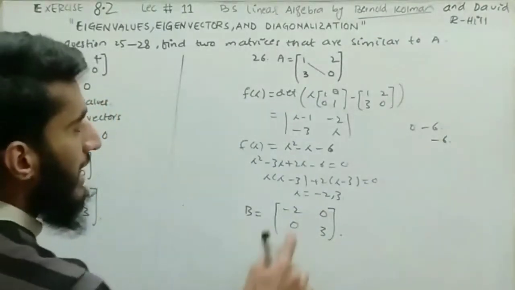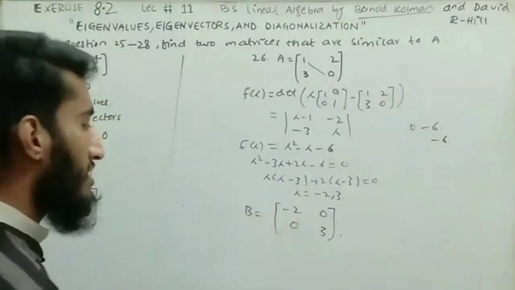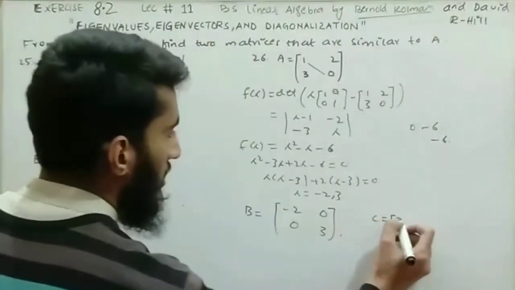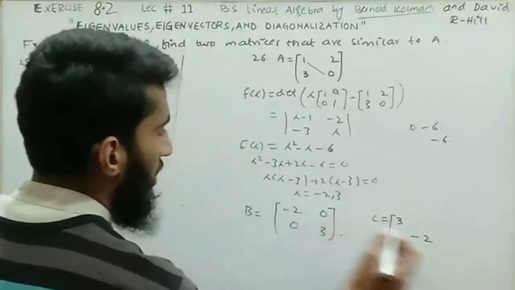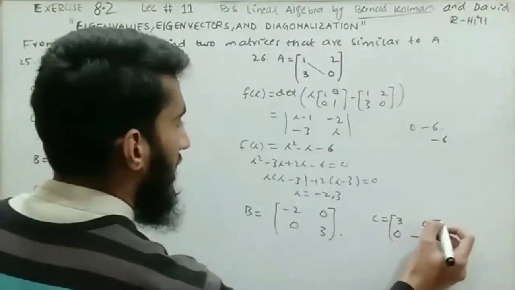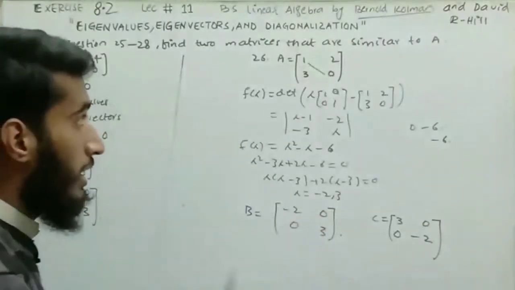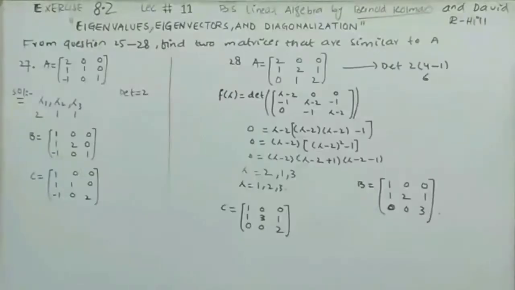Also on the main diagonal the eigenvalues lie. Let's suppose this is the first similar matrix, and I consider another matrix. Flip these two values, so 3 and minus 2, and the other values come down as they are. This is another similar matrix. So these are the required two similar matrices to the given matrix A. Now move to the next question, question number 27.